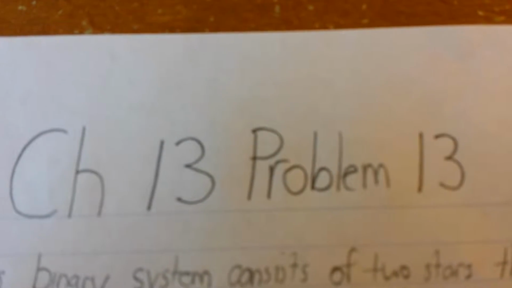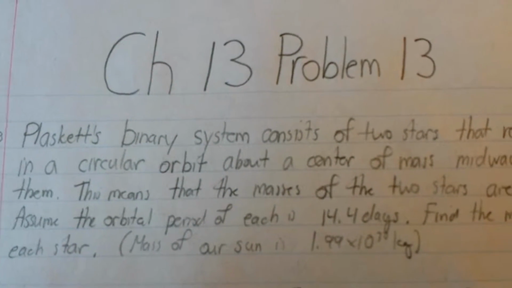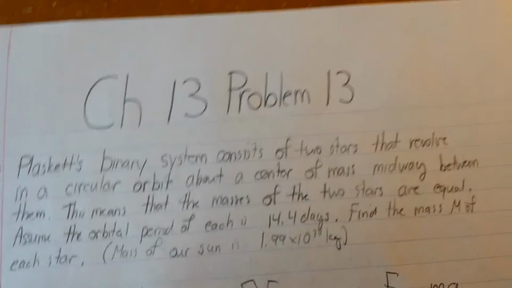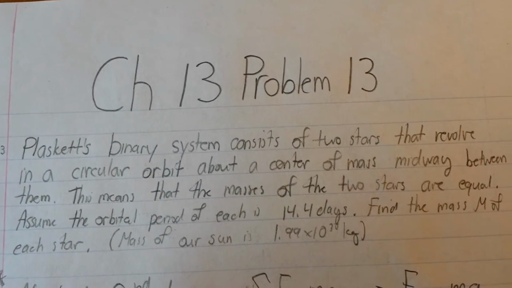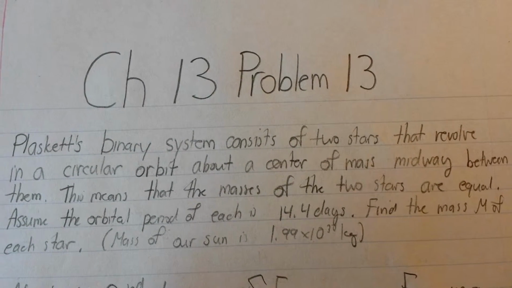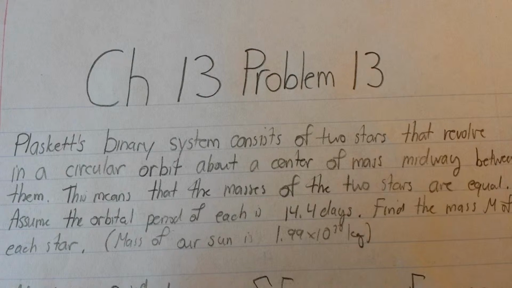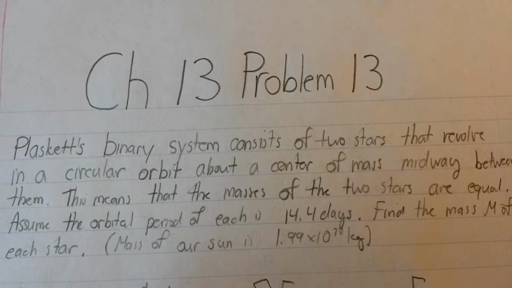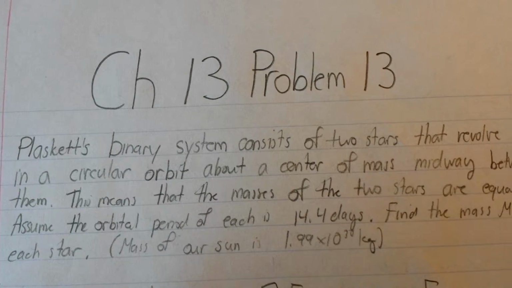This is Chapter 13, Problem 13. The question reads, Plaskett's binary system consists of two stars that revolve in a circular orbit about a center of mass midway between them. This means that the masses of the two stars are equal. Assume the orbital period of each is 14.4 days. Find the mass m of each star.